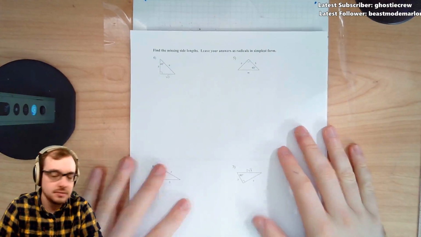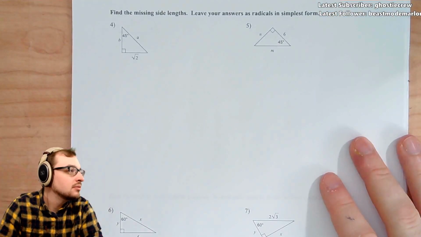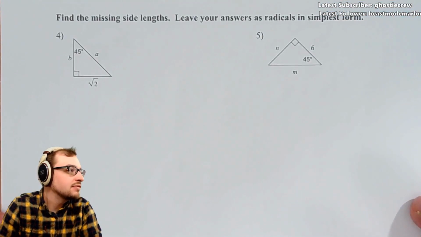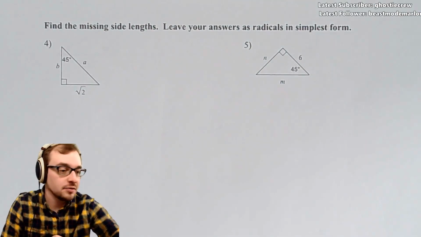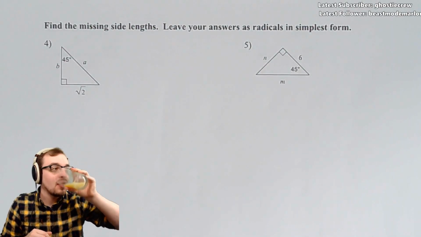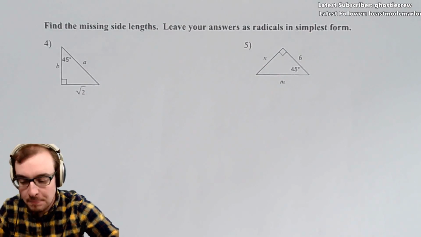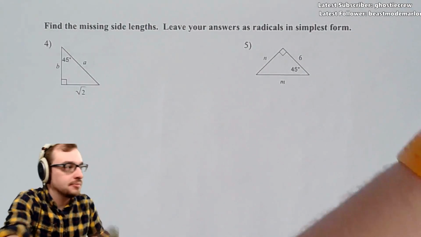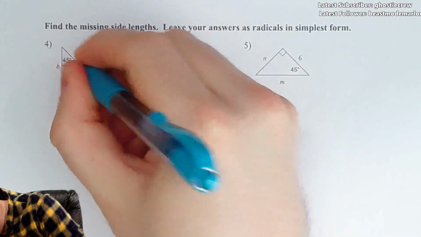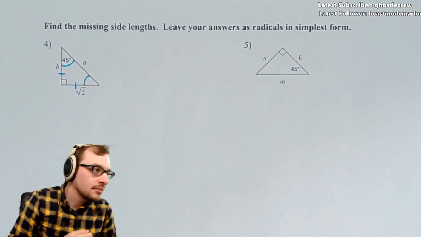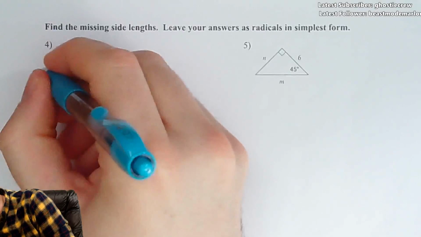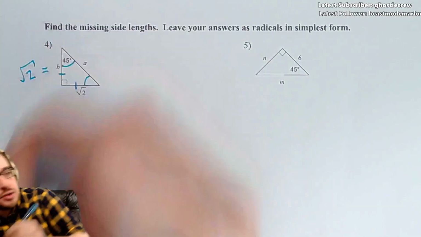Let's go to the next page. We're going to practice using these. It says find the missing side lengths. Leave your answers as radicals in simplest form. So hopefully by the end of this, Alex will be feeling closer to 100%. Now, this is the 45, 45, 90 triangle, right? These angles are both the same, so these sides are both the same. So if this is root 2, then B is going to be root 2.